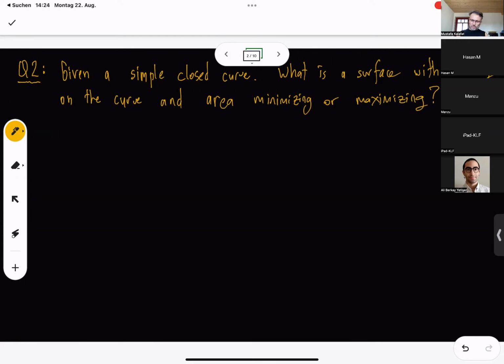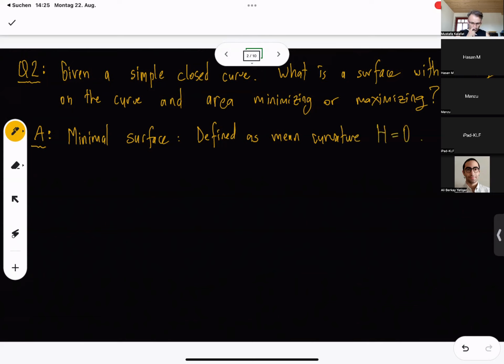So as we can see, the minimizing and maximizing usually come together, so we're gonna call them minimal surface. From basic differential geometry classes, it is defined as mean curvature H equals 0.